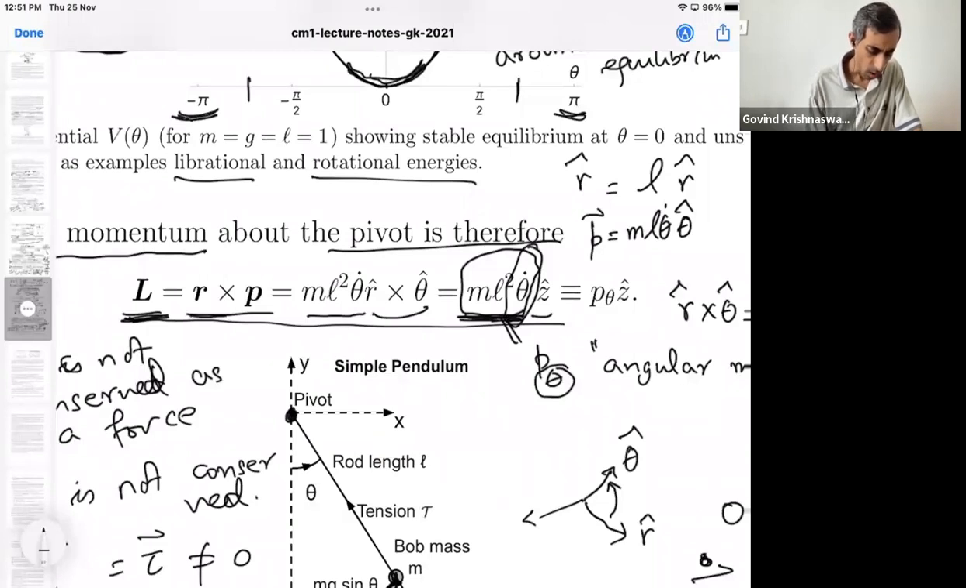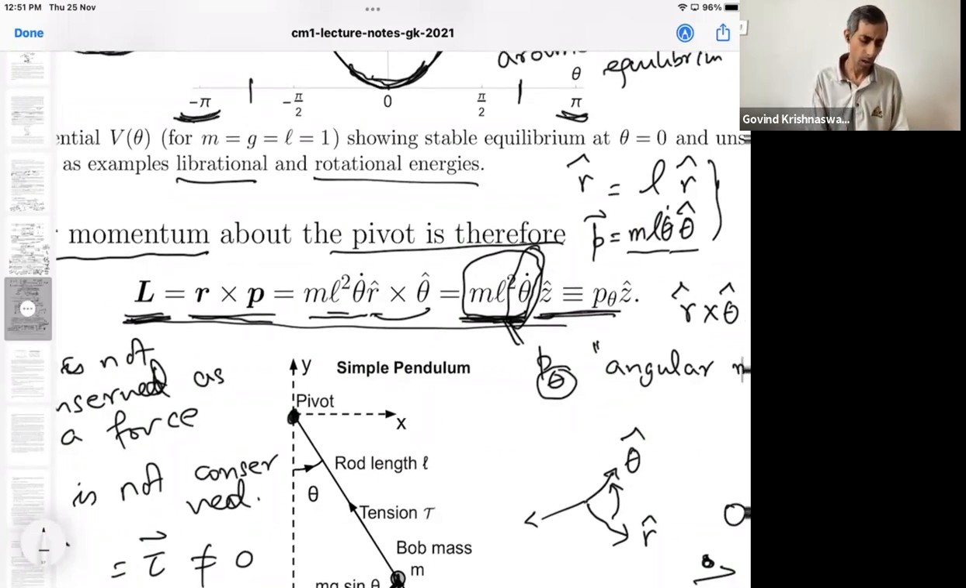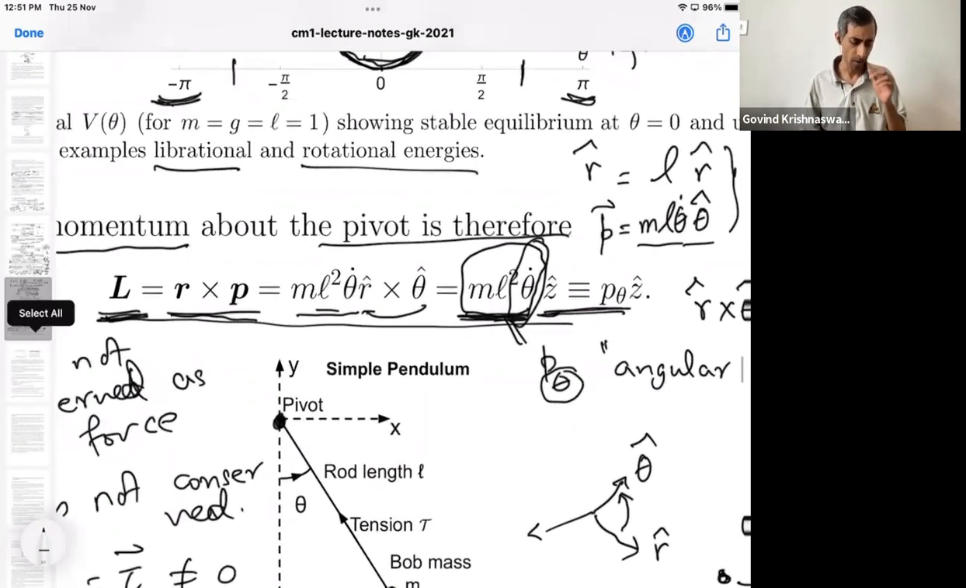L is R cross P. So R was L R hat, and P was ML theta dot theta hat. That looks okay. Then when we take the cross product, R cross P, you'll get R cross theta, which points along Z. So this formula, ML squared theta dot, looks all right. So you are asking about whether this formula corresponds to your intuition or not.